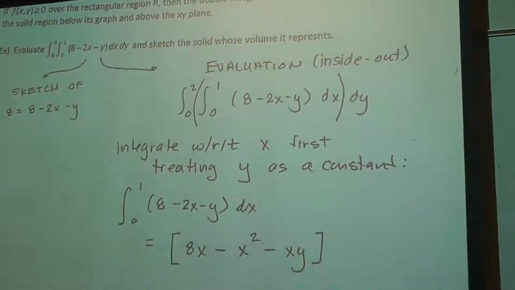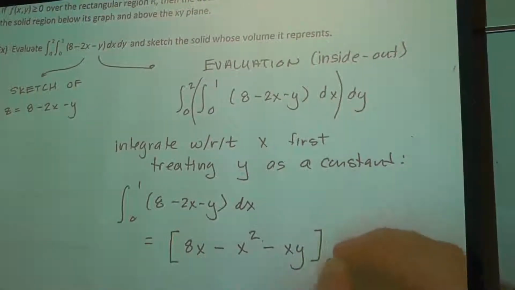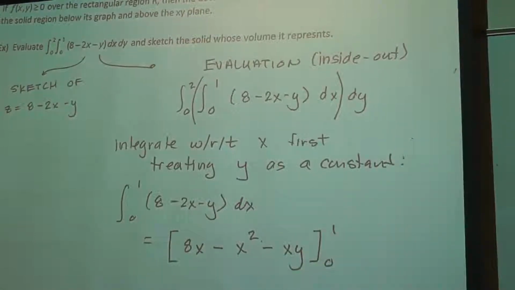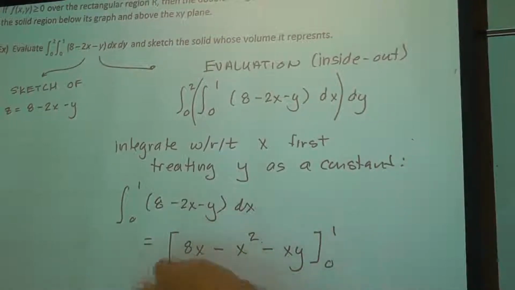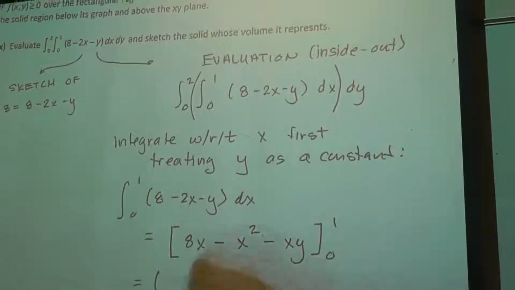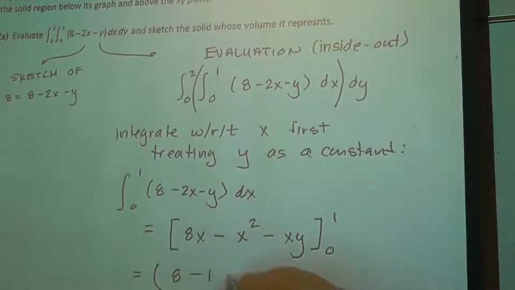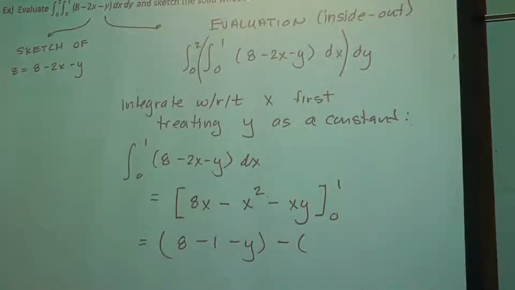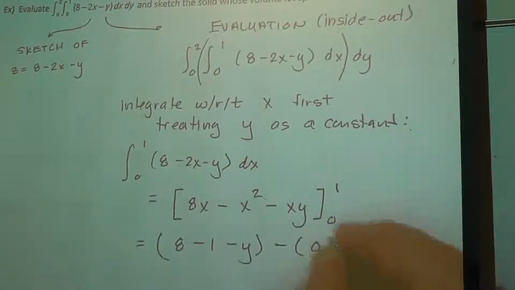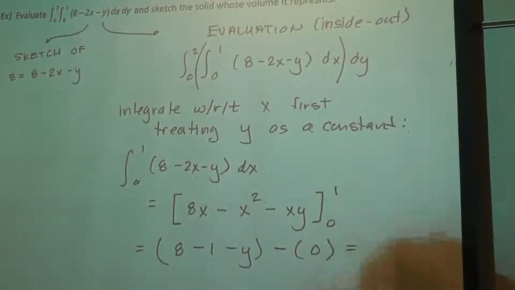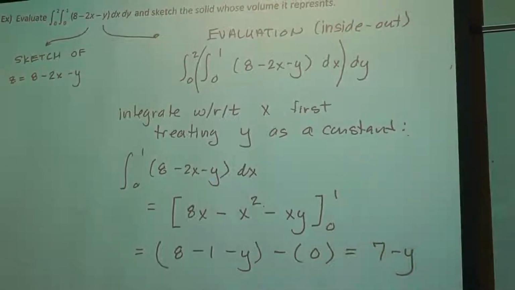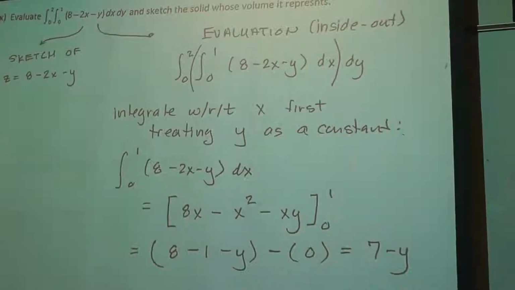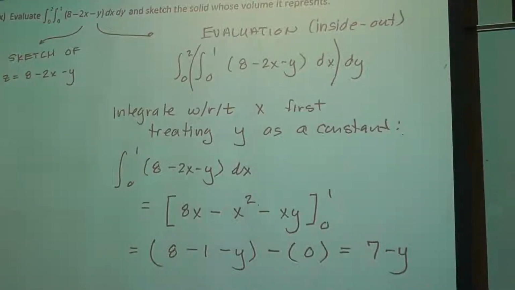Does that seem pretty straightforward? Okay. Your limits are 0 to 1. Those values get plugged in for whom? X, because y is still held constant in this instance. So when I plug in 1 for all the x's, that gives me 8 minus 1 minus y. When I plug in 0 for all these x's, everything annihilates. So I'm left with 7 minus y from my inner iteration, the inner part of the integral.